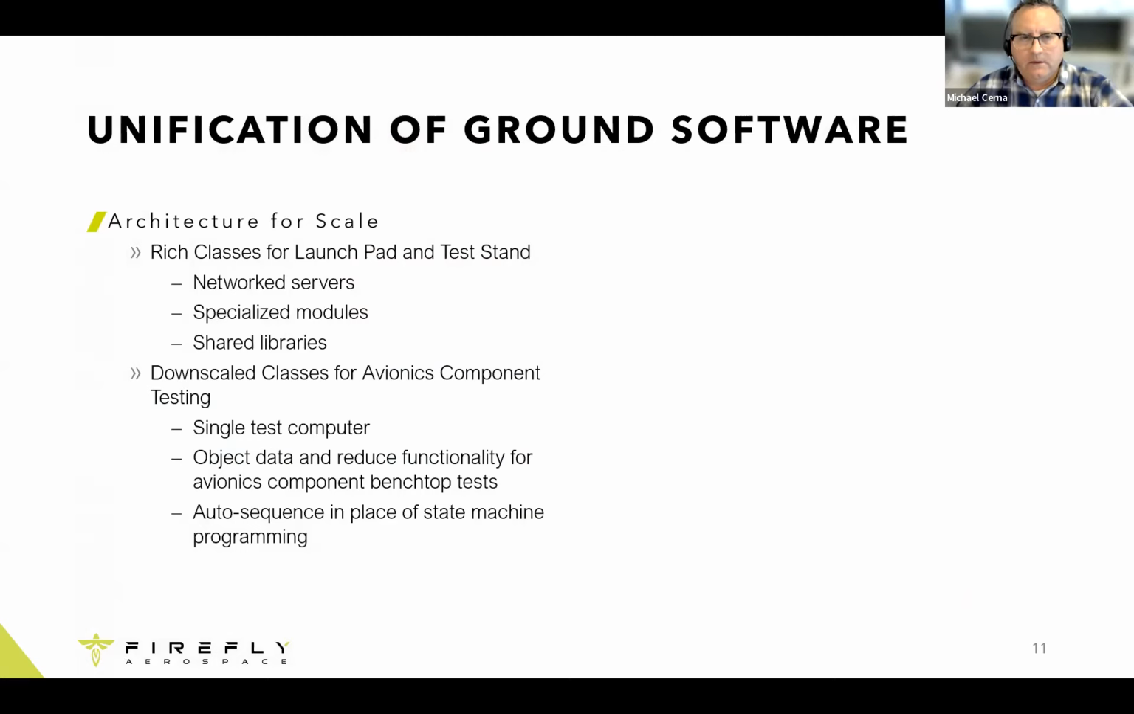So we basically evolved our avionics test into something that can be expanded on the test end, and then that is expanded from test end to launch pad. So we take what our rich classes have, a lot of object data and a lot of functionality, and that will serve multiple network servers and specialized modules. And we would like to fold that back into the avionics test. And so we're talking about downscaling the classes, again, so that they run appropriately on a single test computer.